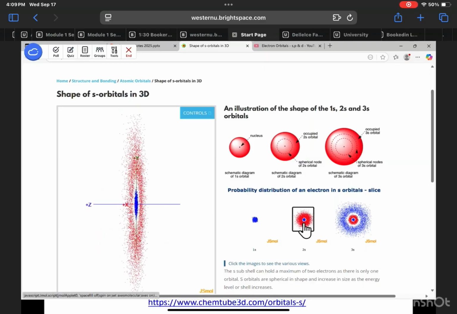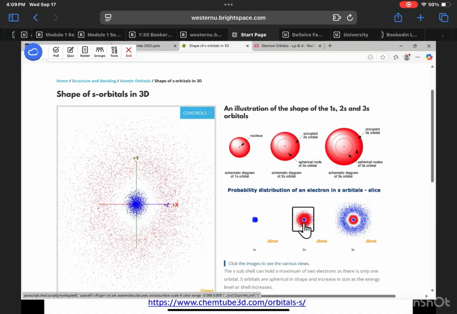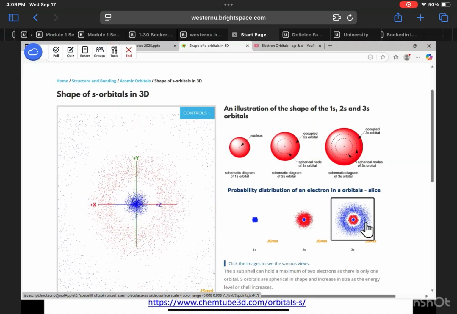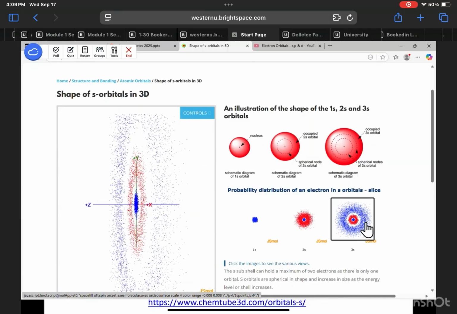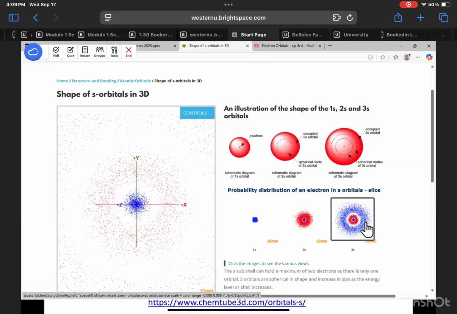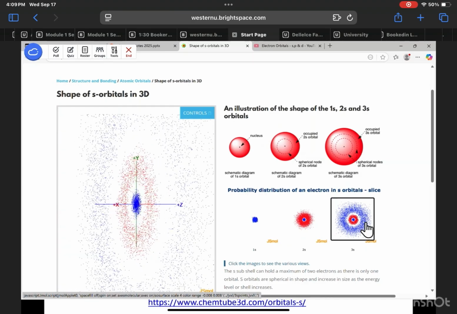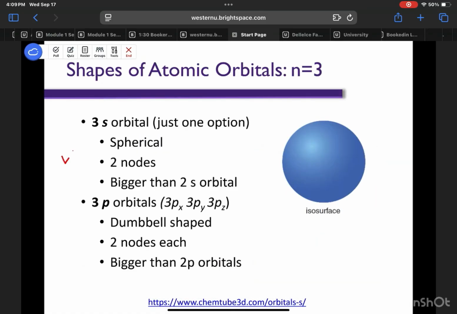When we go up to the 2s, that white region between the blue and the red is the node. And now we're at 3s, and we can see the phase has changed again. And now we have 2 nodes, a smaller sphere and a larger sphere where we're not going to find those electrons. Okay, so 3s is taken care of.